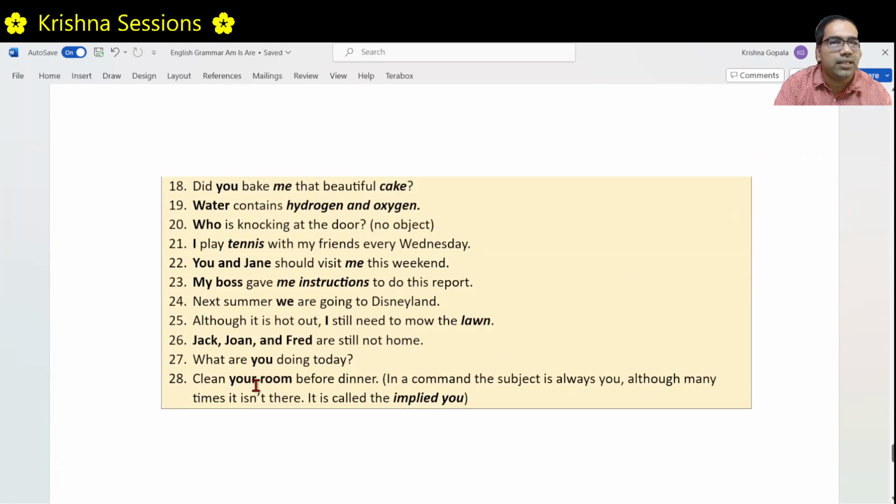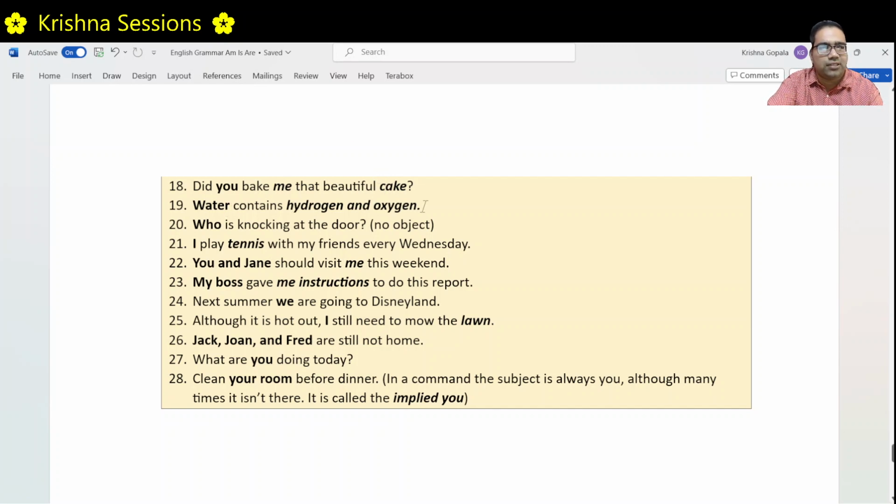Did you bake me that beautiful cake? Did you bake what? Cake. So cake is the direct object. For whom is it done? For me it is done. Me is the indirect object. What is the object and for whom it is done? For whom it is done is the indirect object. What object is directly taking the action of the verb? That is the direct object.